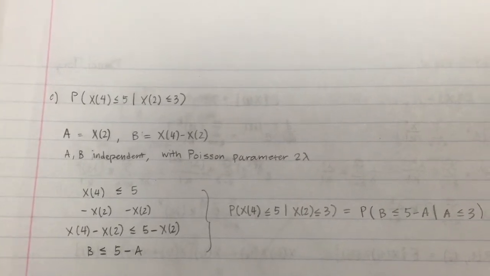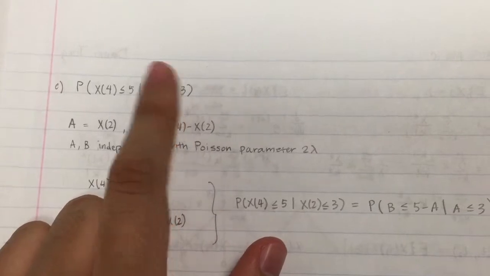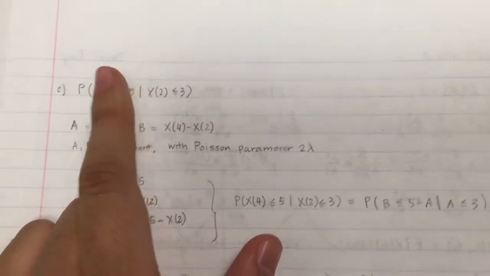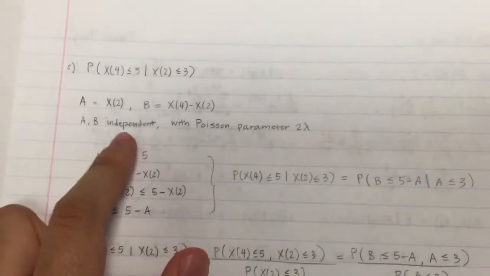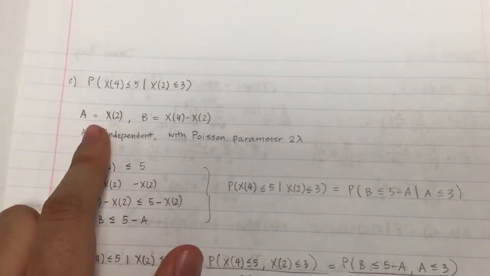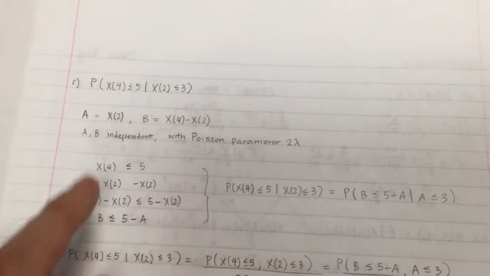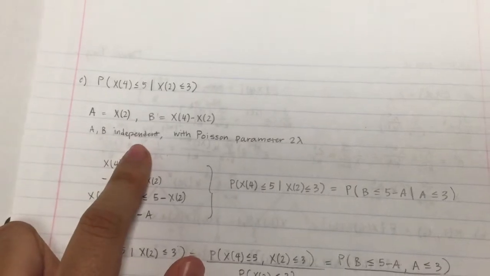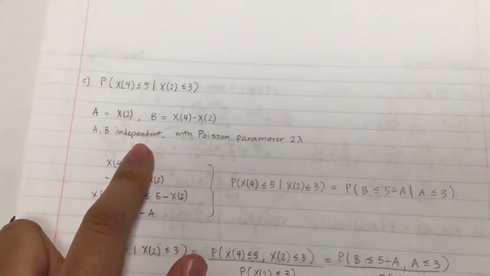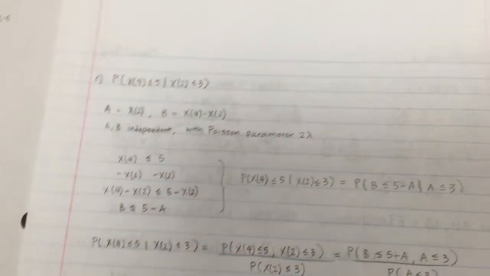So in part C, we're given the conditional probability where X(t) when t is 4 is less than or equal to 5, on the condition that X(t) when t is 2 is less than or equal to 3. To do this one, we have to use dummy variables. We can set X(2) equal to A, and X(4) minus X(2) equal to B. And we know that A and B are independent because they're non-overlapping. So the two random variables are independent.